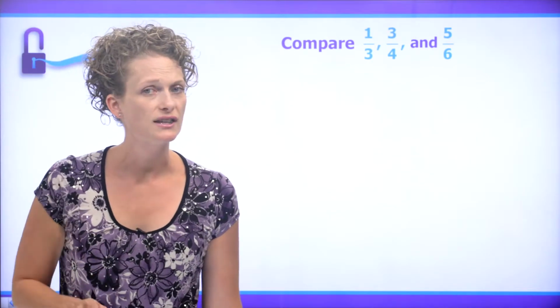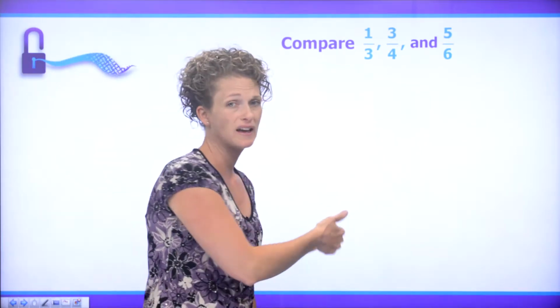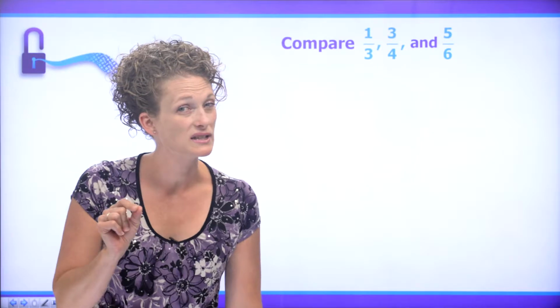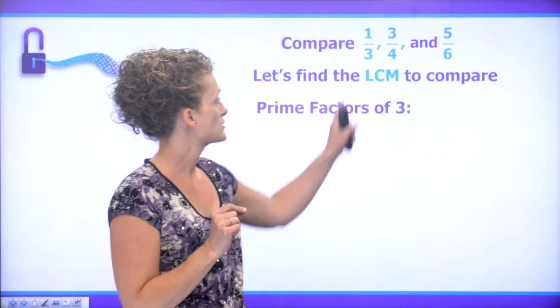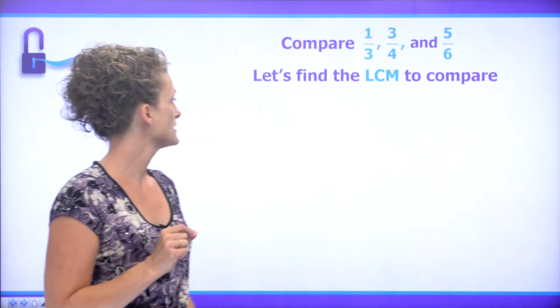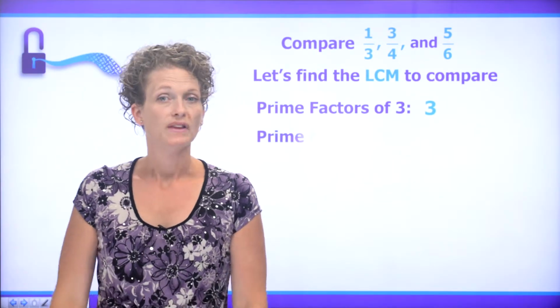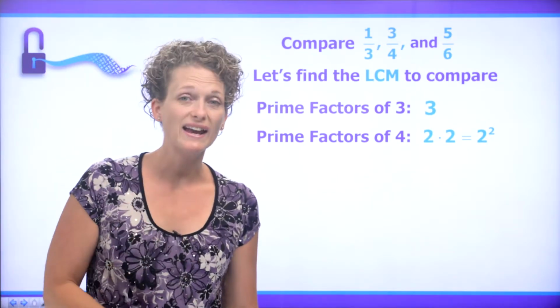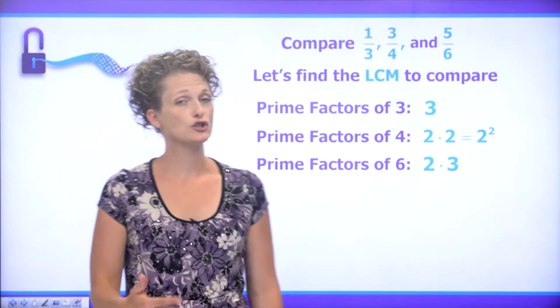Now, don't just look at the numbers and think that means that it's bigger. We actually need to mathematically show that it's bigger because numbers can sometimes be a little bit deceiving. So let's find the LCM to compare. We're going to find the LCM of 3, 4, and 6. The prime factors of 3 are just 3. Prime factors of 4 are 2 times 2, which we can write as 2 squared. And the prime factors of 6 are 2 times 3.